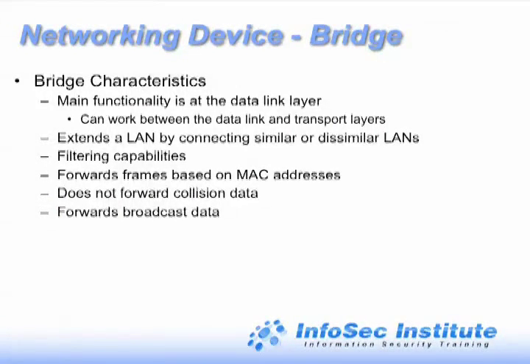Okay, bridge characteristics. Main functionality is at the data link layer. This can work between the data link and transport layers. It extends a LAN by connecting similar or dissimilar LANs. Basically, it does have filtering capabilities. It forwards frames based on MAC addresses. It does not forward collision data and forwards broadcast data.